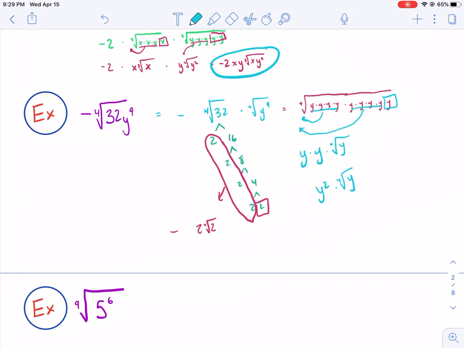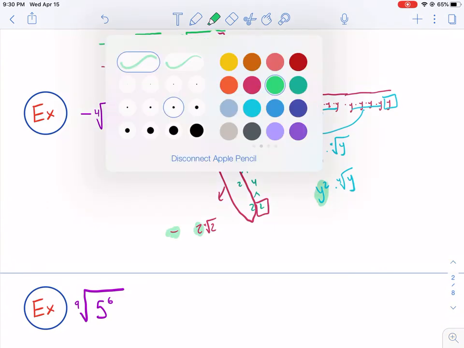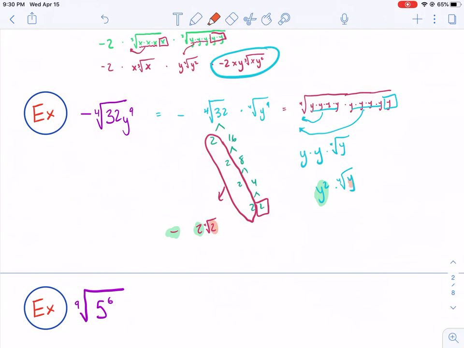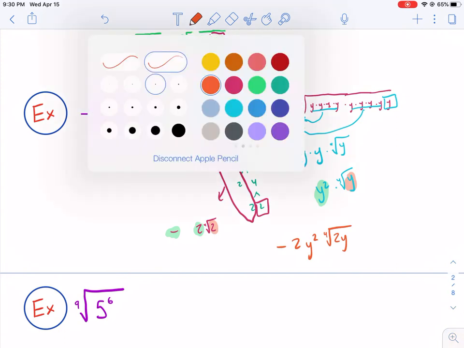That's y squared times the fourth root of y. Okay, so now we need to combine everything that's outside the radical, which is the 2, the negative, and the y squared. And now we're going to combine everything underneath the radical, which is 2 and y. So let's go ahead and write what that result is. That is negative 2y squared, fourth root of 2y. And there's our answer.